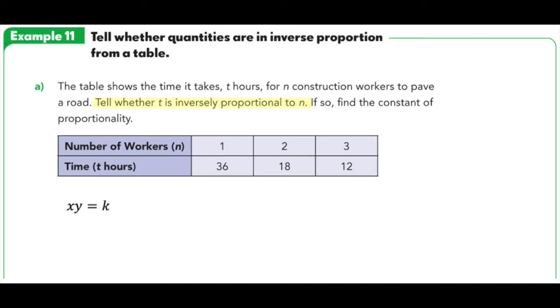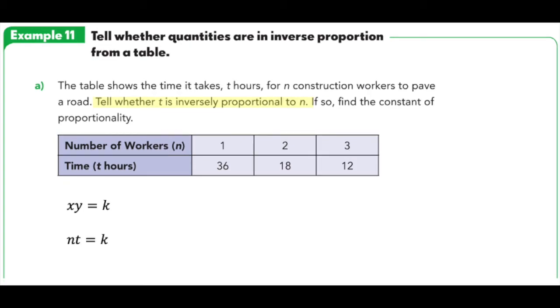We're going to start by identifying what our x and y values are. In this problem, we're going to use the line that says tell whether T is inversely proportional to N. So we are comparing T to N, so T would be our y value, and N will be our x value. Now we're going to multiply each T by its corresponding N, or each y by its corresponding x value.